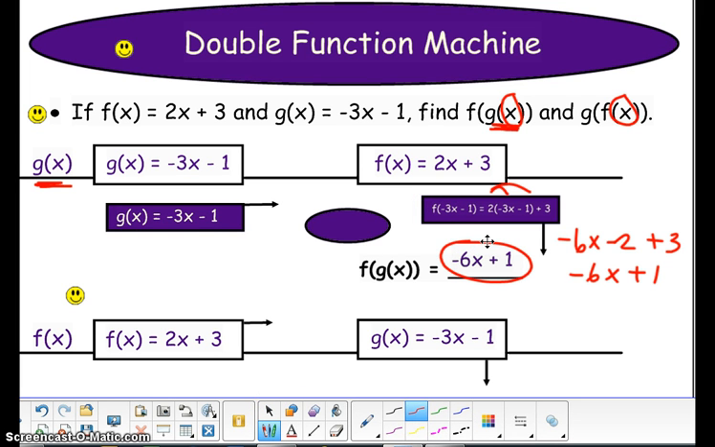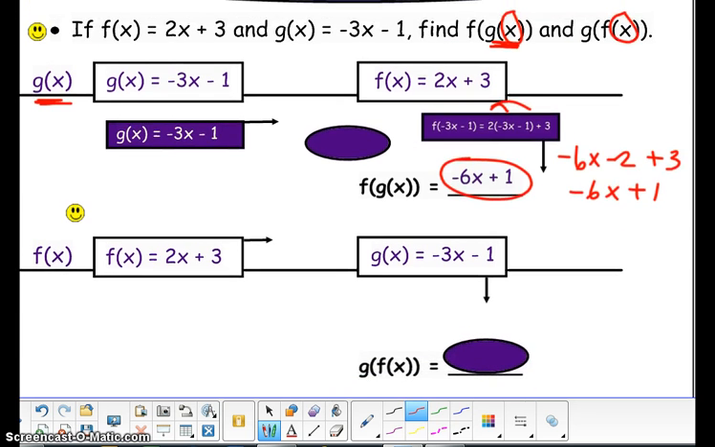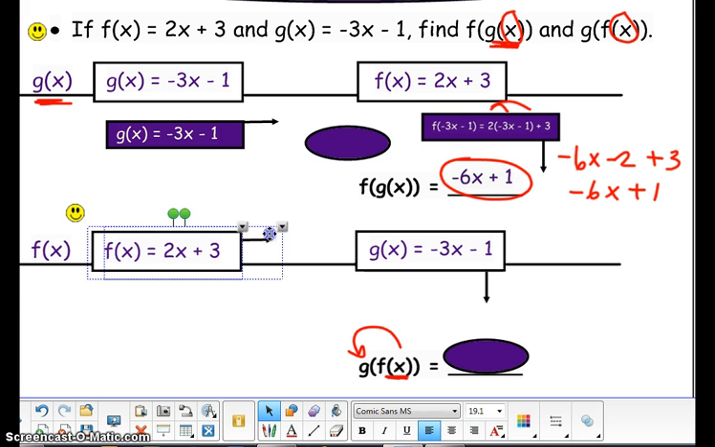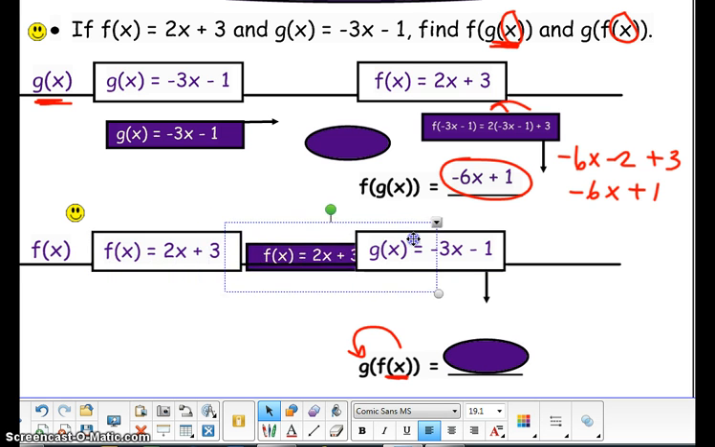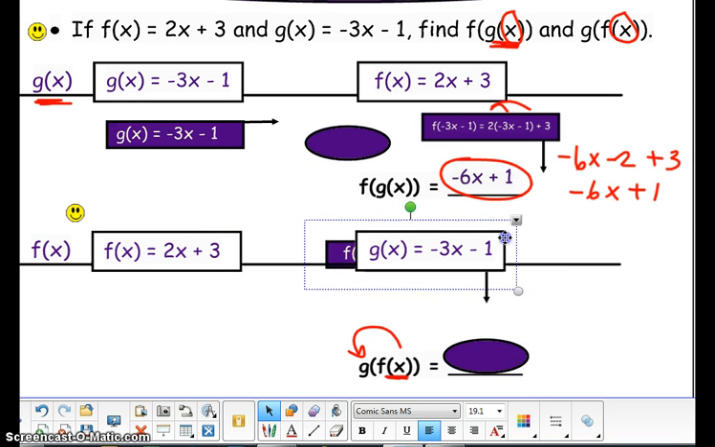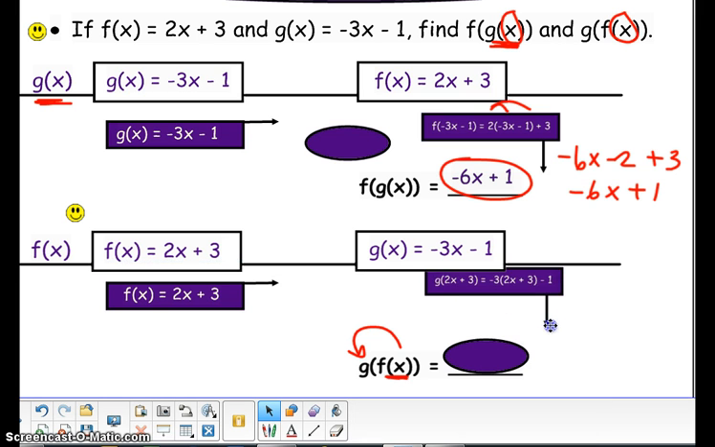Again, if you're trying to find anything with of x, you're going to have x in your answer. Let's try the next one, which is g of f of x. So f of x is going to have to get plugged into g. We start with that, and we're going to move this over into this equation. So the 2x plus 3 is going to go in everywhere we see an x. I'm going to put that down there, and it will look like this.